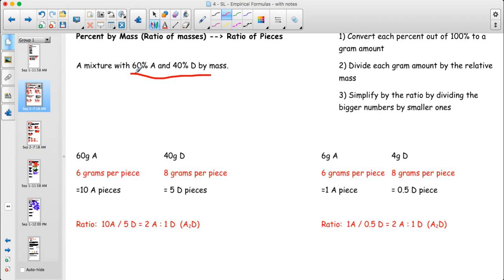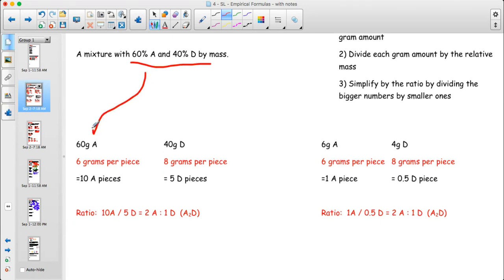So if I know that I have a 60% by mass A and a 40% by mass D mixture, well, the simplest thing to do is just say, if I had 100 grams, that would give me 60 grams of A, and it would give me 40 grams of D, right? That's following the correct ratio, 60-40 of mass. I don't have to use 60 and 40. I could also use 6 grams and 4 grams. I could use 3 grams and 2 grams. It doesn't really matter. So long as I keep the correct ratio, I will always end up with the correct answer. So the simplest thing to do is just say, out of 100 grams, that would mean 60 and 40. Then all I have to do is get rid of the percent sign and put a gram sign.